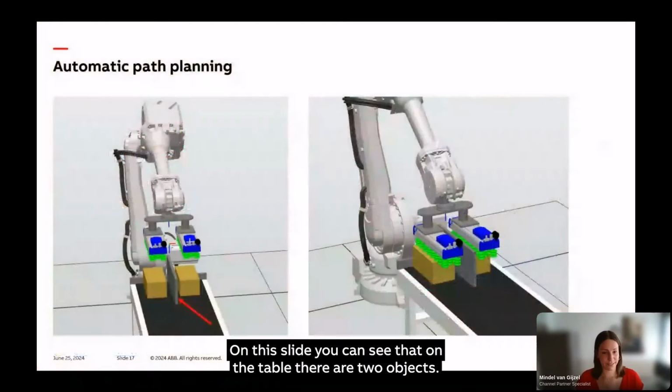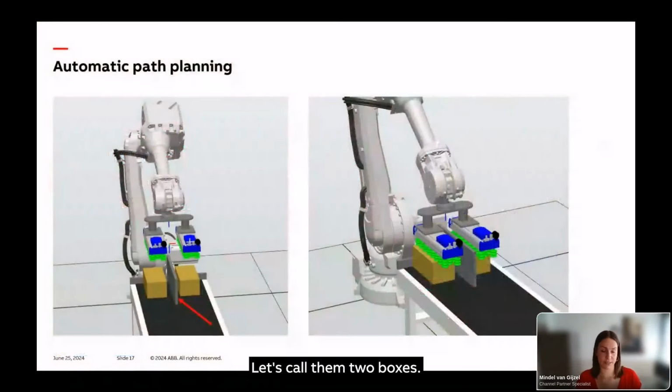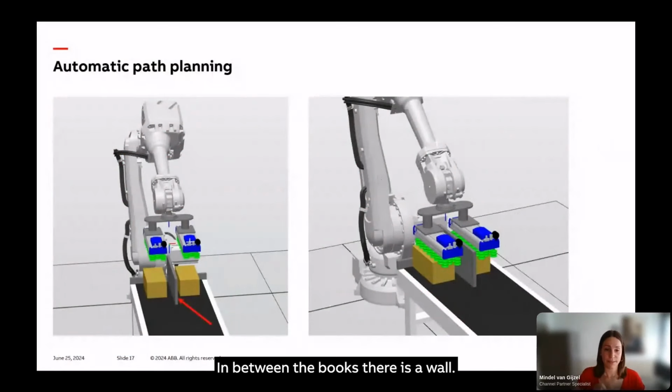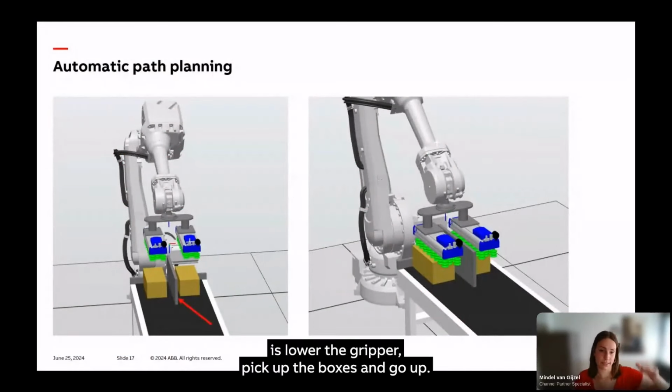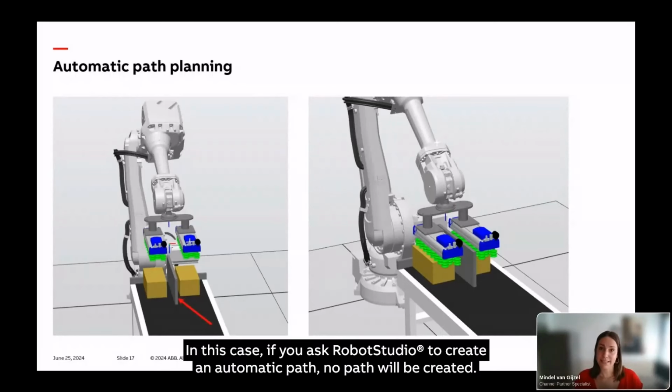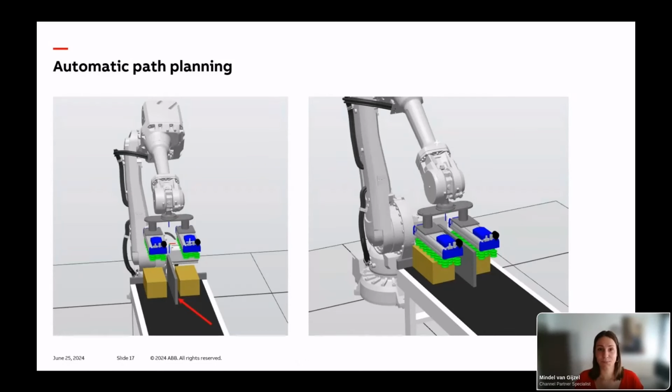On this slide, you can see that on the table there are two objects. Let's call them two boxes. In between the boxes, there is a wall, which you can see with the red arrow. What we want the robot to do here is lower the gripper, pick up the boxes and go up. In this case, if you ask Robot Studio to create an automatic path, no path will be created.